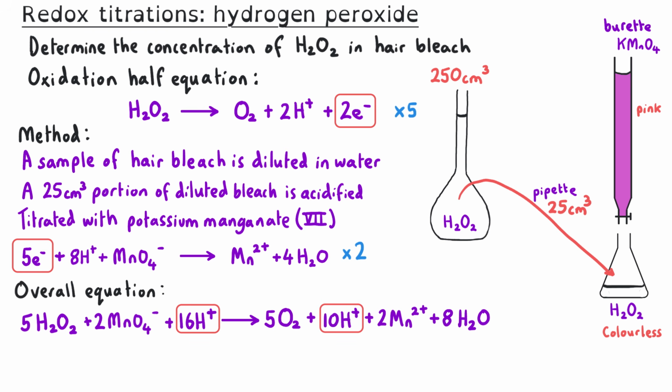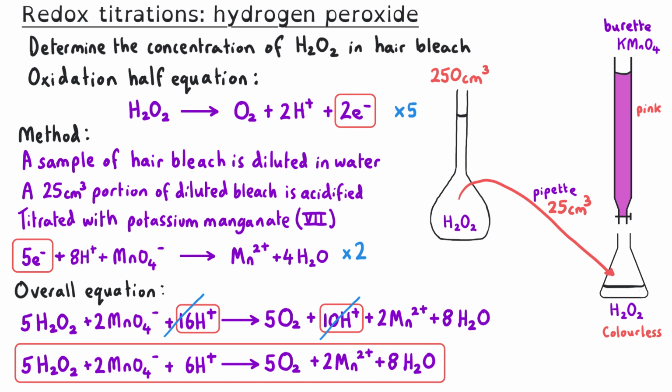And then one important thing to note is I've got hydrogen ions on both the reactant side and the product side. So it's really important that we simplify this by removing those 10 hydrogen ions from the product side, and we remove 10 of those 16 hydrogen ions from the reactant side to give us an overall redox equation that I'm showing here, showing that we need a 5 in front of the hydrogen peroxide and a 2 in front of the manganate(VII), and those hydrogen ions are again showing that the solution needs to be acidified.